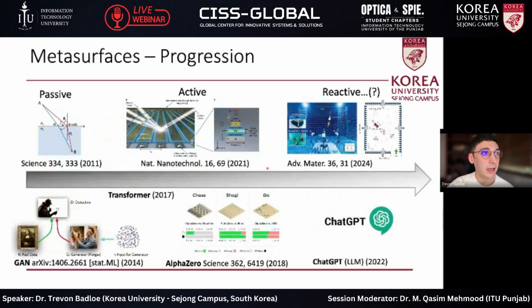And so the progression of metasurfaces has been that we started off with passive metasurfaces, where the structures are fixed. After we design and fabricate, we get this passive structure that is fixed. It has optical properties that are fixed.